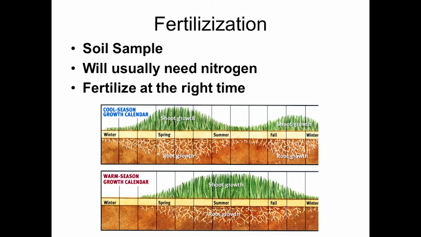So this shows the growth patterns. Especially for cool season grasses, you'll see a lot of shoot growth in the spring and then some more in the fall. But what we're usually talking about for us is the warm season grasses, where it's all during the summer. So that's when we're going to be fertilizing.